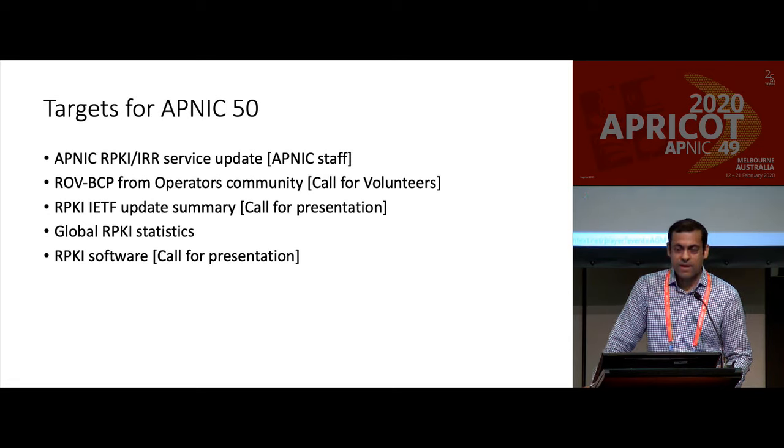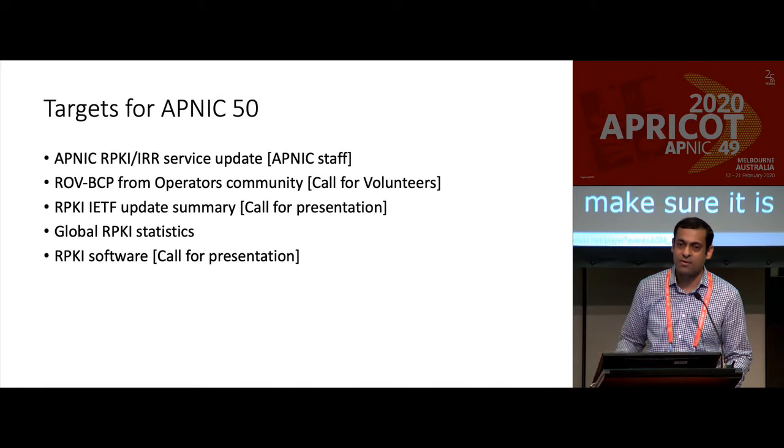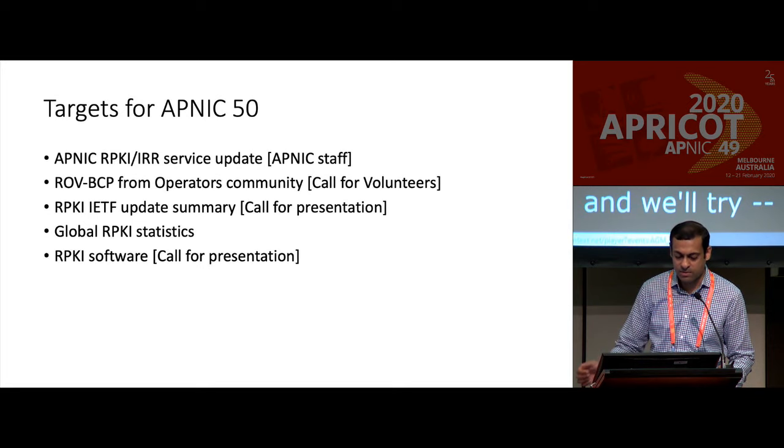One of the major tasks which myself and the co-chairs have decided is that we will create a route validation BCP. We have done two deployathons so far. We'll try to document everything and make sure that it is up there for the community to review. And we'll start documenting the whole deployathon in the best possible manner.